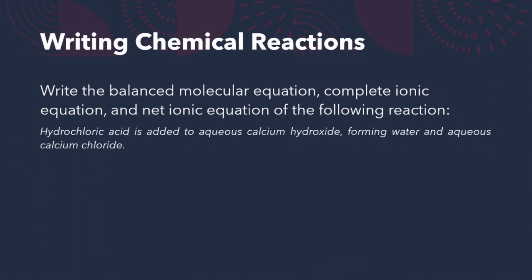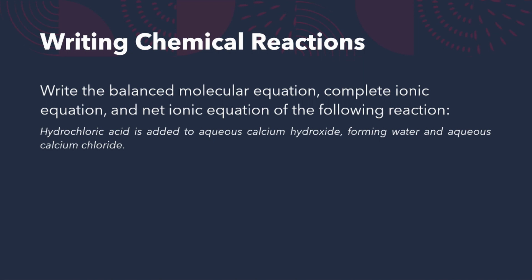We're going to do the same thing we did in the previous one. We're going to write the balanced molecular equation, complete ionic equation, and the net ionic equation of this reaction. Hydrochloric acid is added to aqueous calcium hydroxide, forming water and aqueous calcium chloride. Now, before we go through this, I encourage you to pause the video and try this out by yourself. All right, let's do this.